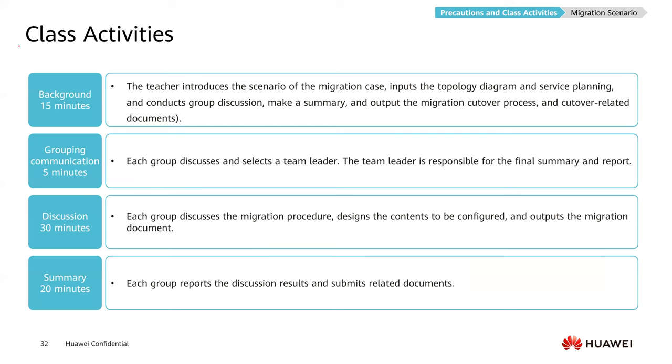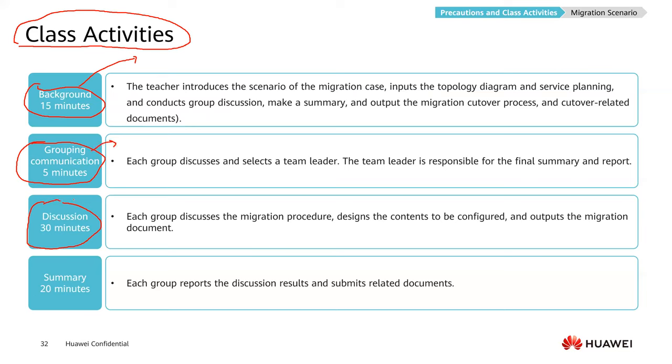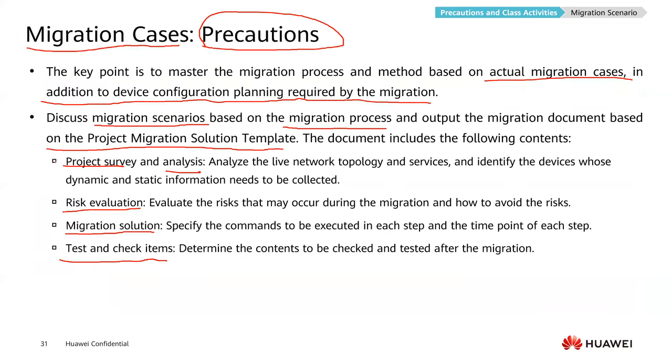And this page is about class activities, and I think we don't need to introduce it, because if you want activities like this, you can just follow it. You just need to introduce the migration background for them, and maybe if it's possible, you can classify them into different groups. You can let them do the migration discussion by group, and then every group should output the summary document. They include all those things.